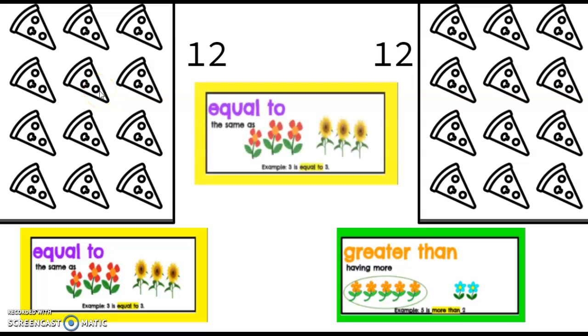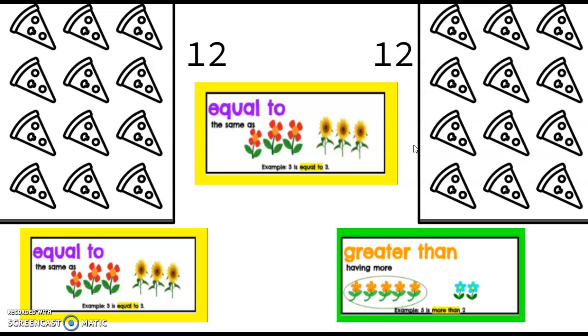We're going to use equal to, yes, because they have the same amount, okay? So when we're using the sets of objects, we could say these slices of pizza are equal to these slices of pizza. Can you say that with me? These slices of pizza are equal to these slices of pizza because they are the same. They both have the same amounts, okay?